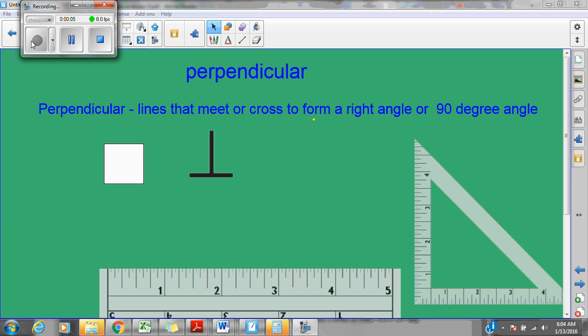Perpendicular lines. Perpendicular lines are lines that meet or cross to form a right angle or a 90-degree angle. Here we have an example of some perpendicular lines.